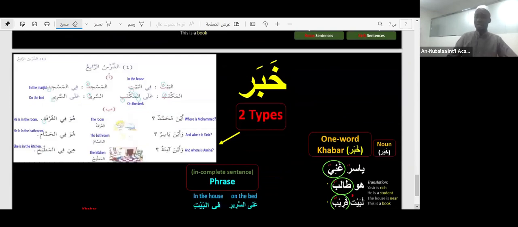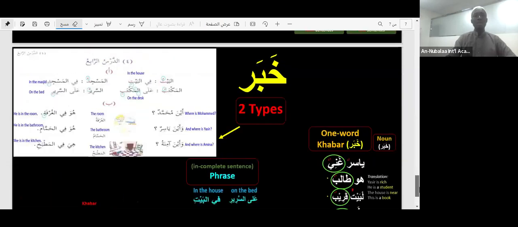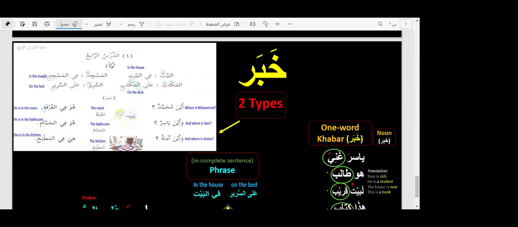This just serves as a revision, because we have to get the foundation well before we move to a higher level, inshallah ta'ala. So we have compound khabar. For example, from what we have learned in Durus al-Rabi.